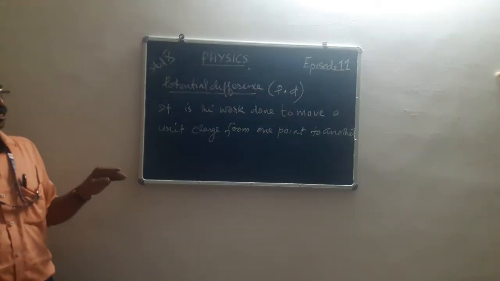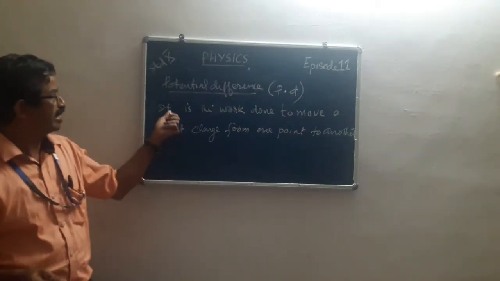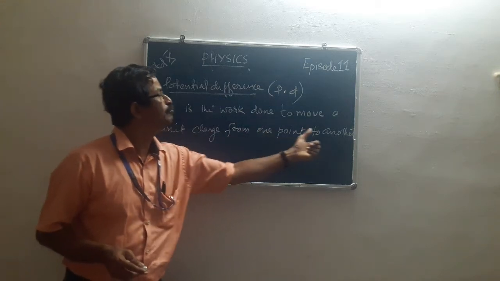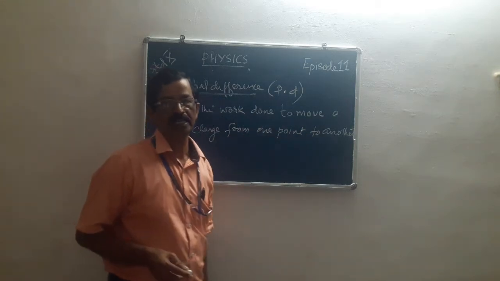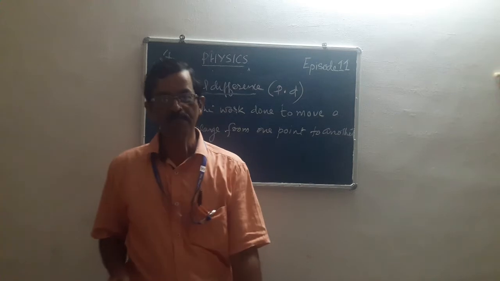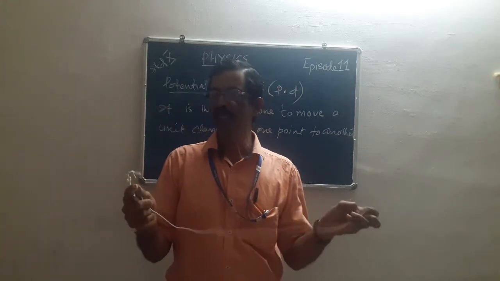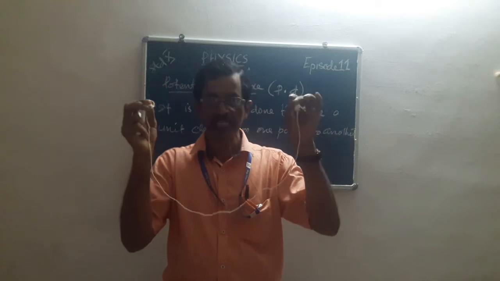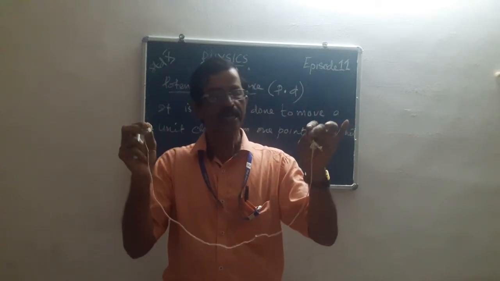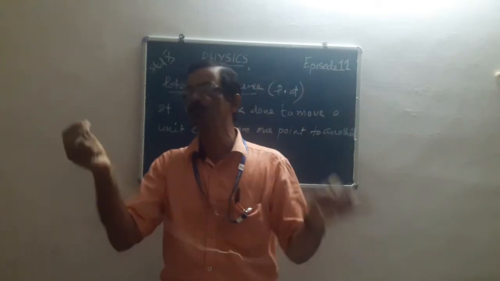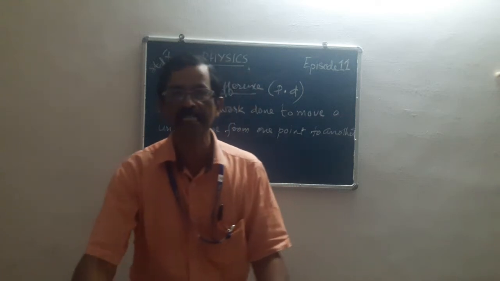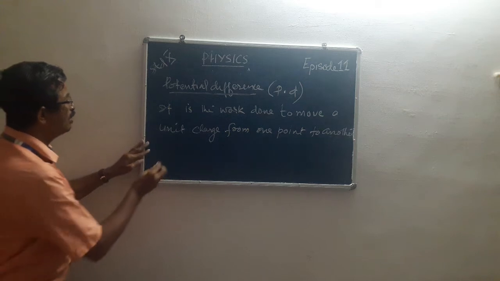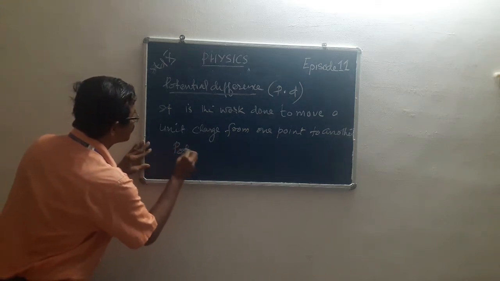What is actually potential difference? It is the work done to move a unit charge from one point to another. Suppose the conductor which we took, here the potential difference is more and here less. It is the work done to move a unit charge from this point to this, and it is termed as potential difference.